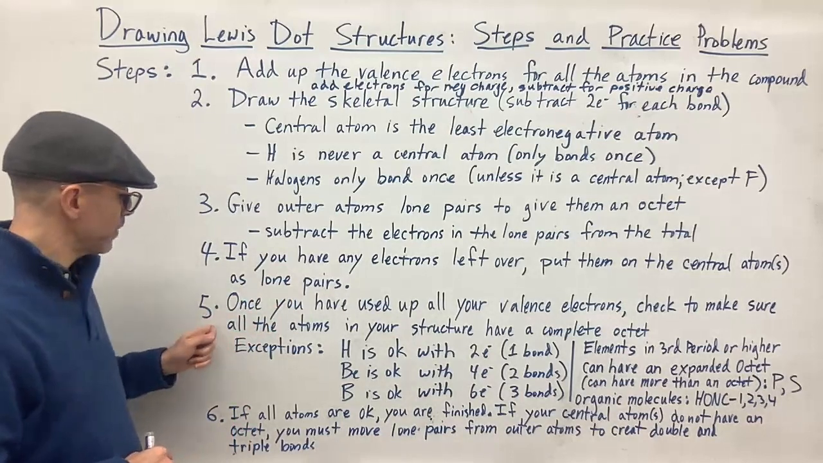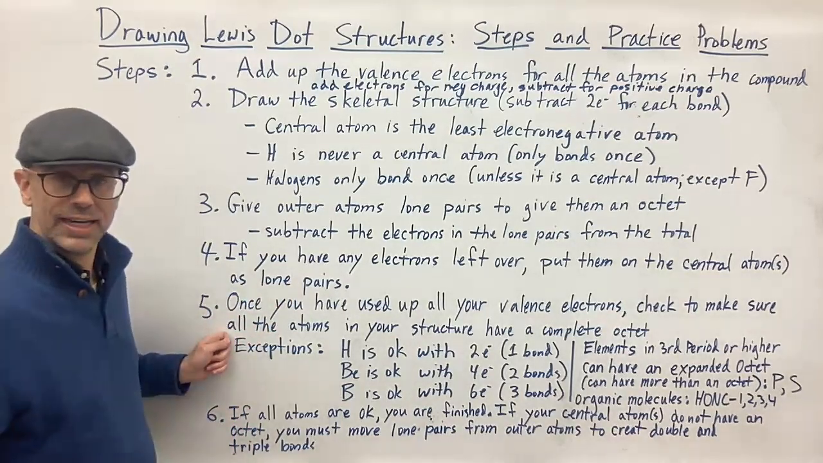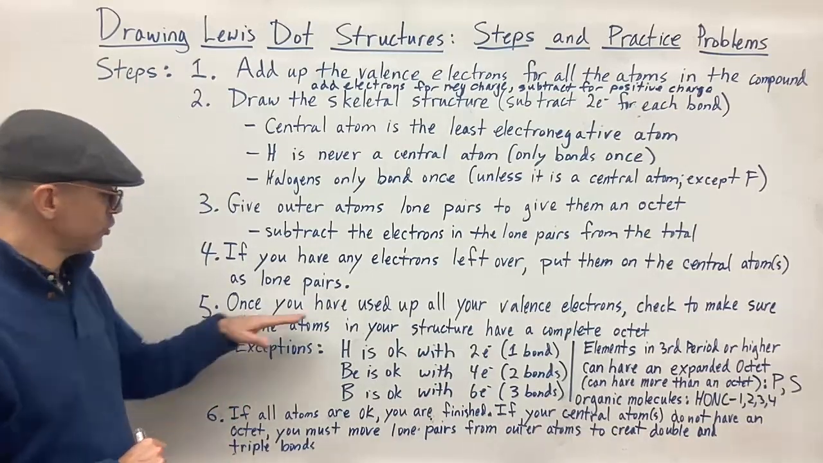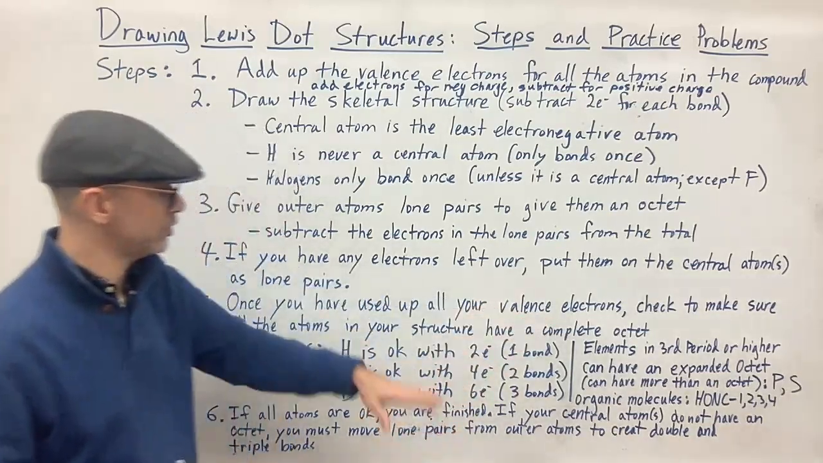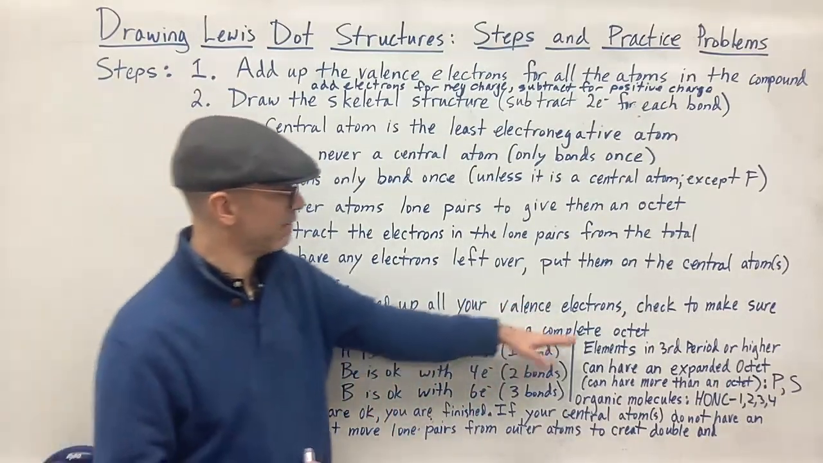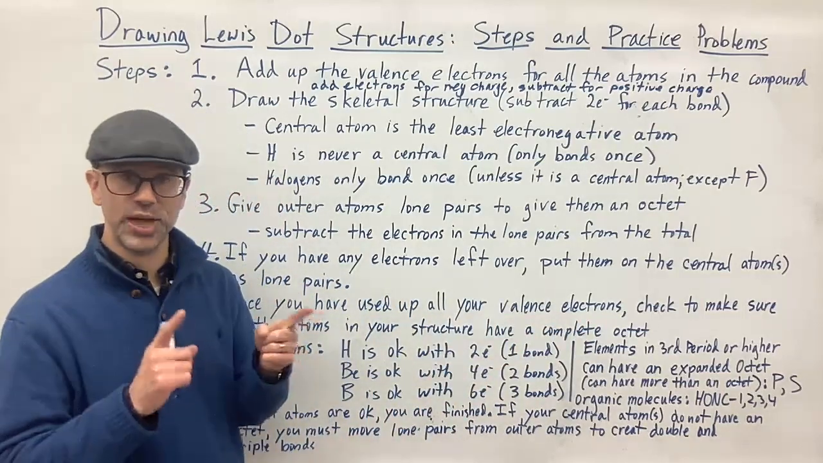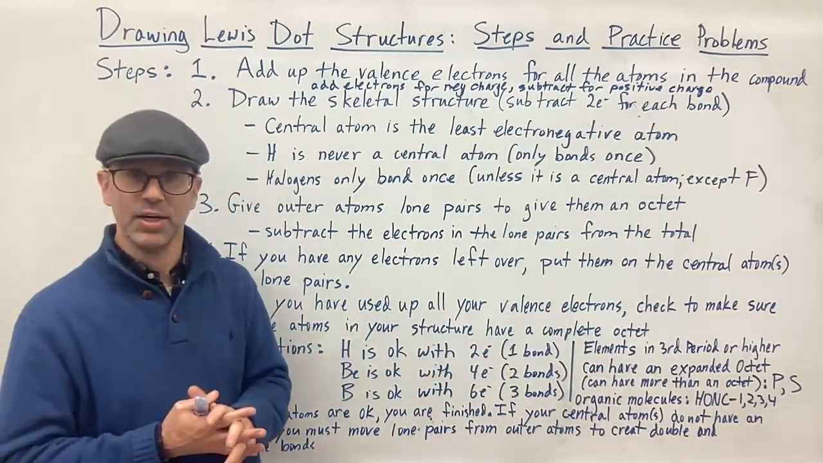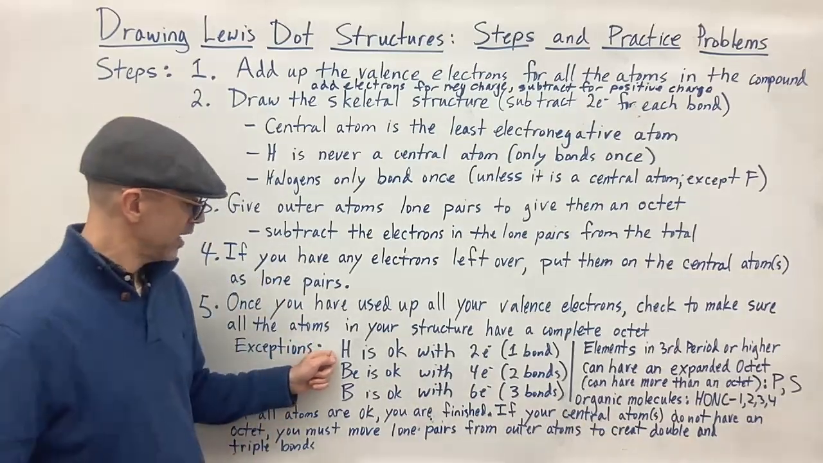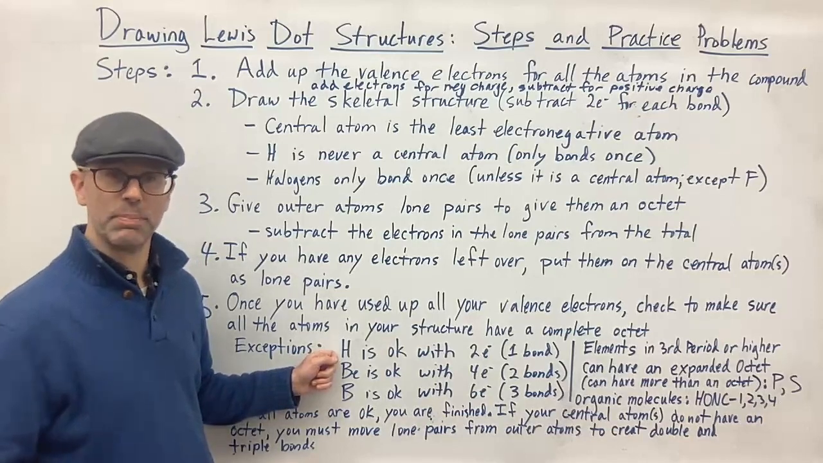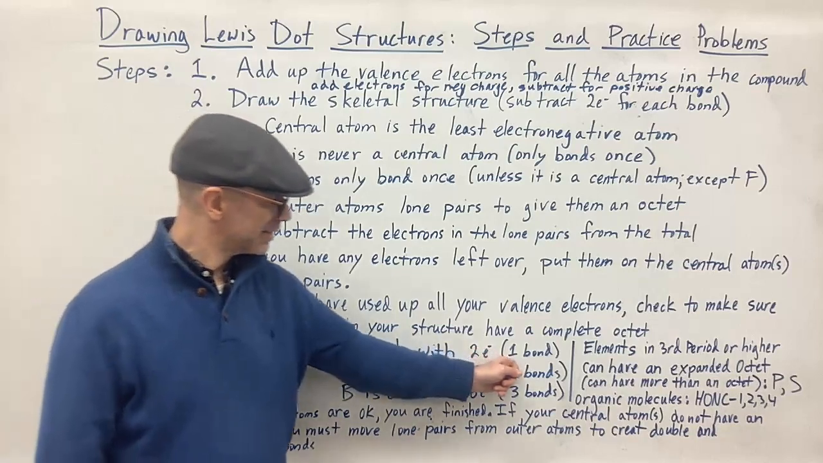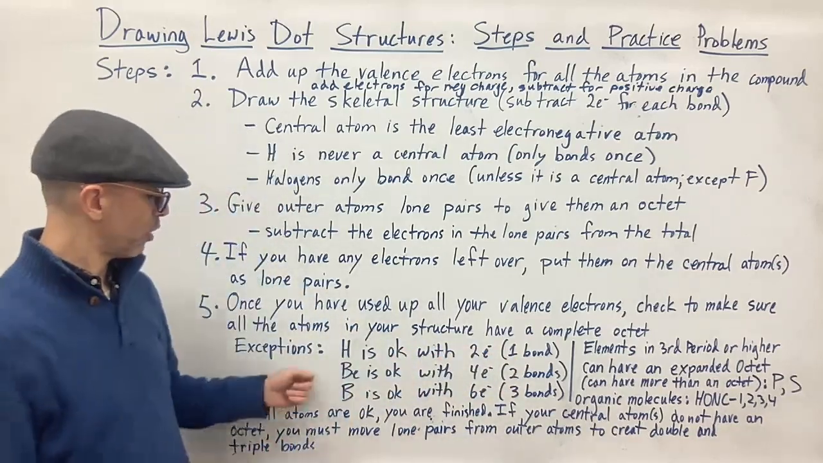Number 5, at this point, your electrons should be used up. You should have no electrons left over. Once you have used up all of your valence electrons, you're going to check to make sure all of the atoms in your structure have a complete octet. So double check, make sure everyone's happy with an octet, but not everyone's going to need an octet. For example, there are some exceptions. Hydrogen, as I said, is okay with bonding once. If it bonds once with 2 electrons, that'll be fine for hydrogen.